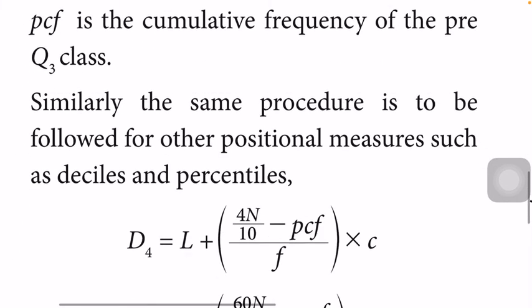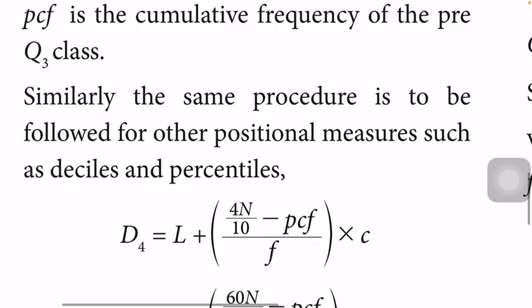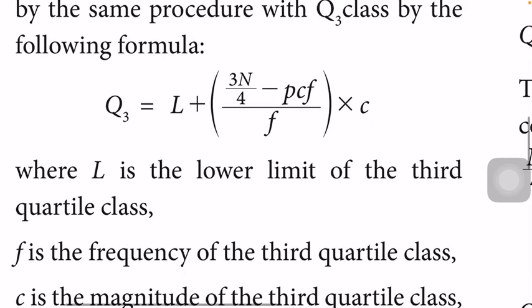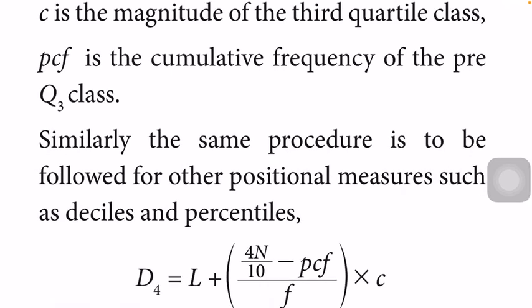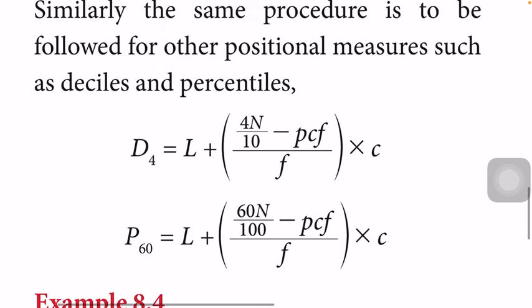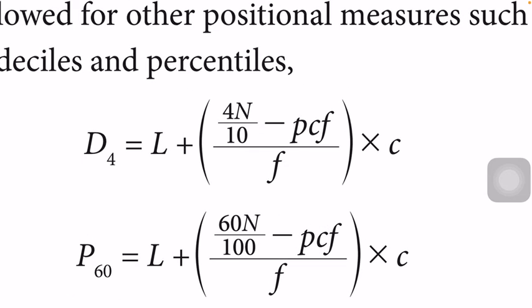So for quartiles we divided by 4, for deciles it should be divided by 10. So L plus 4n by 10, the same formula, but this is the only thing that differs for each formula. L plus 4n by 10 as it is D4. D6 means 6n by 10 we have to put, minus PCF divided by F into C.